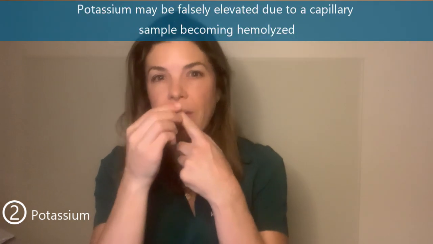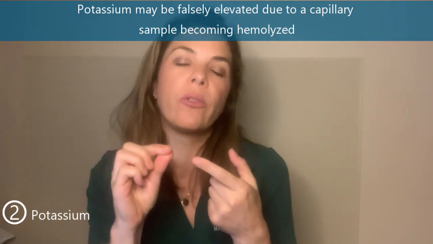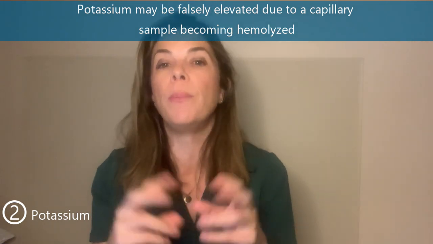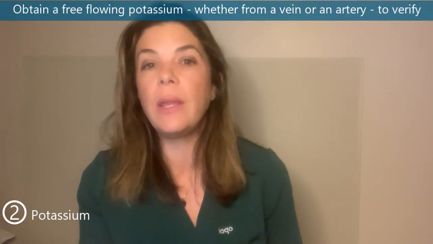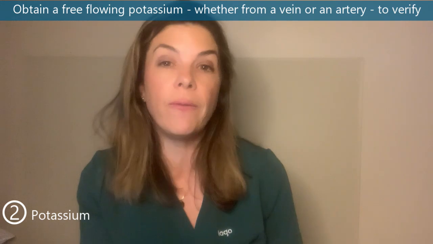So remember, like we said, most of the potassium is inside the cell. So when you squeeze the finger trying to get out the capillary blood, then you're probably also bursting some of those red blood cells, and that potassium will leak out and it will be falsely elevated. So remember, always think, is this real or is this just a falsely elevated number? Obviously, the real way to check would be to get an art stick or a free-flowing venous sample.